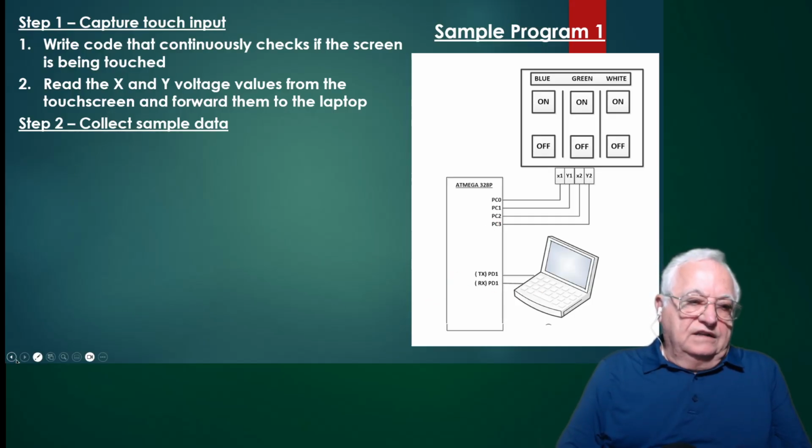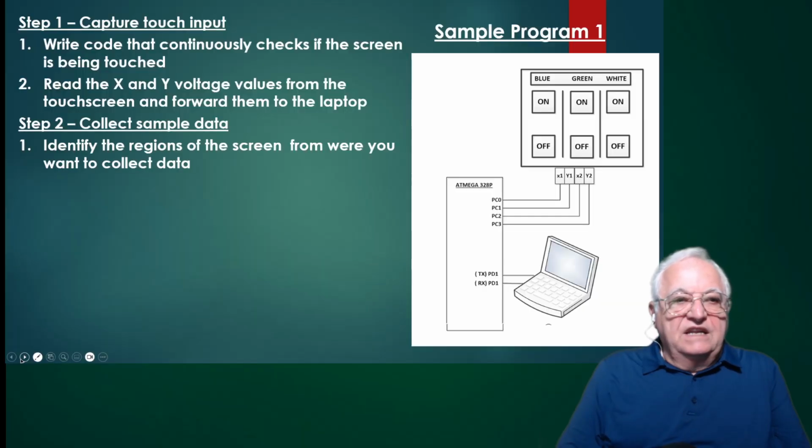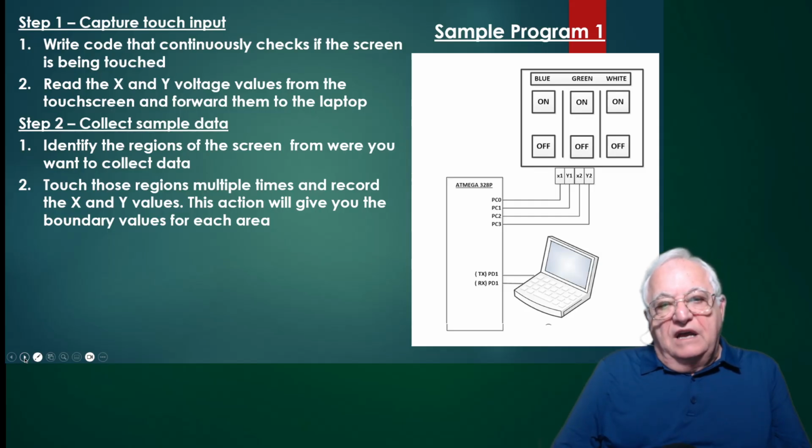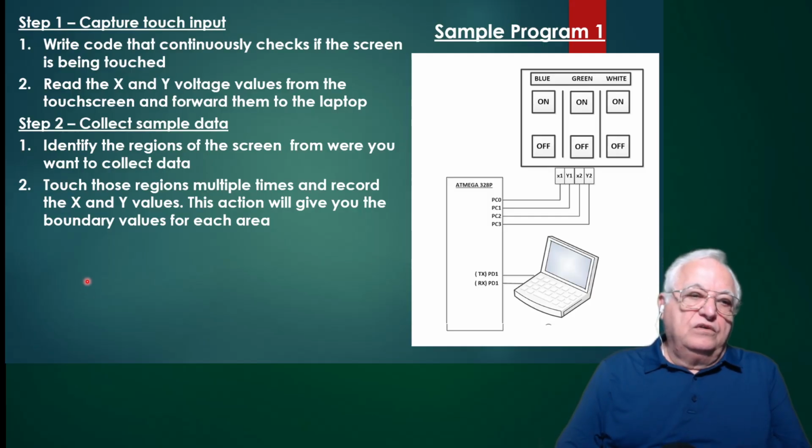Step 2, collect the data. Identify the regions of the screen from where you want to collect the data. Touch this region multiple times and record the X and Y values. This action will give you the boundary values for each area. So come here and do exactly how I'm doing right now. Capture this data. Do it here. And that's step 2.